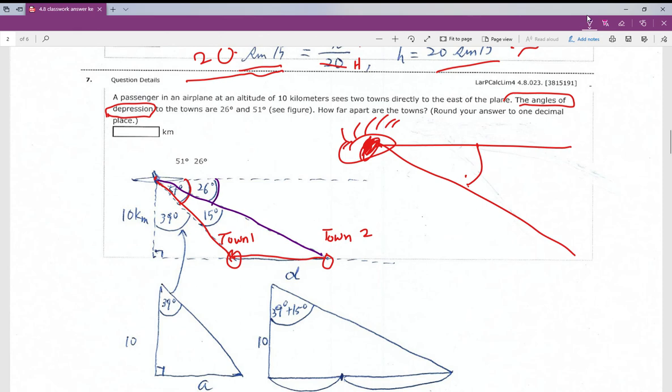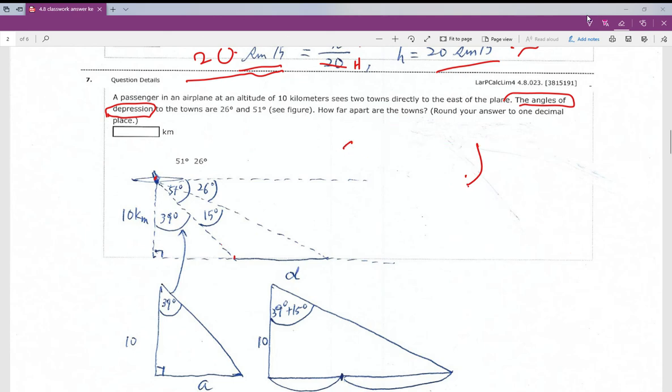Now, this question is hard for the students. Why is it hard for the students? Let me erase those marks first. Because most of the students, probably you never took geometry before. Then this concept will be hard for you.